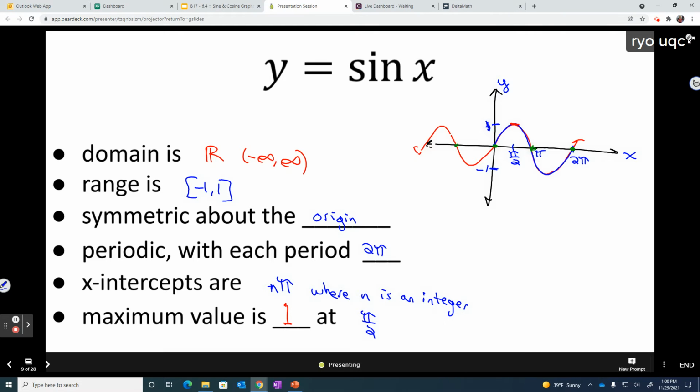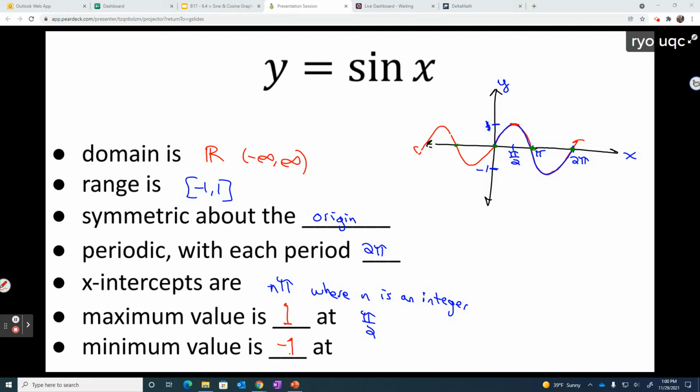We also have the minimum value, which is negative 1. The lowest it goes is negative 1. And that's going to be at 3 pi over 2.